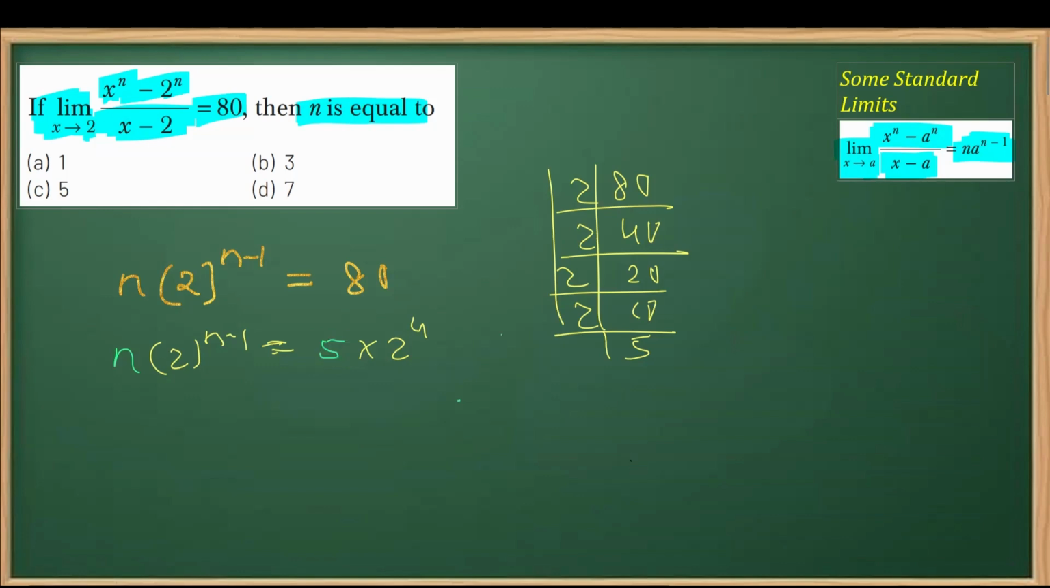You may also compare the powers over here to verify, that is n minus 1. If I compare n minus 1 with 4 over here, let's check what we are getting. In the first comparison, we got n as 5. Now to cross-check, n minus 1 compared with 4 gives n as 4 plus 1, that is 5. So yes, 5 is the correct answer. That is option C in this case.